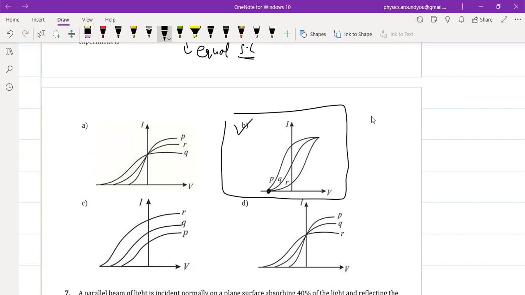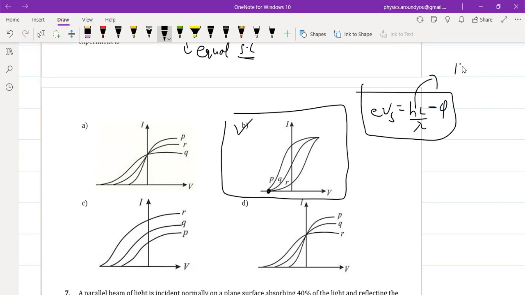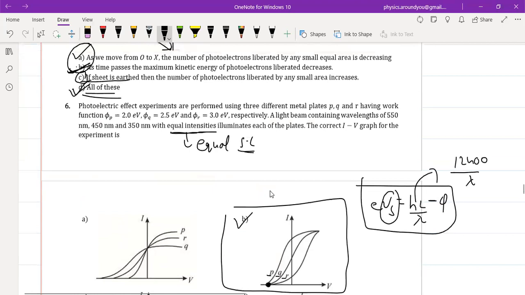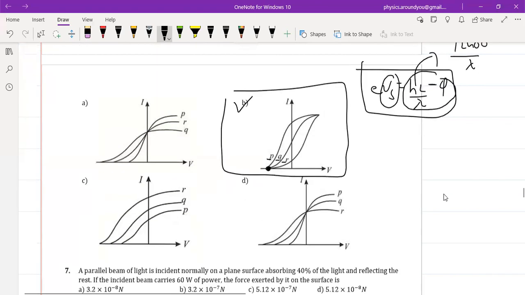Stopping potential can be found out by eV_s equal to hc by lambda minus phi. We need to use 12,400 by lambda in angstroms for this to get the answer. If you notice, it makes sense. P, Q, and R might have the same stopping potential. Reason: the threshold functions of P, Q, R are different, and the light shining on them is also different. So in this combination, the difference might turn out to be the same if you do the math. So the most appropriate option for the sixth one is B.